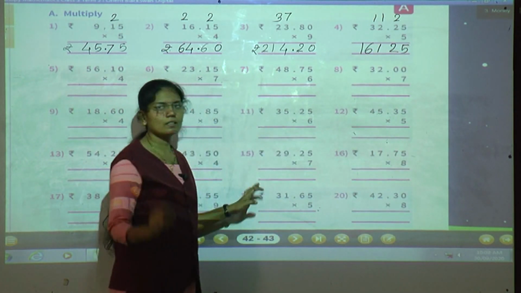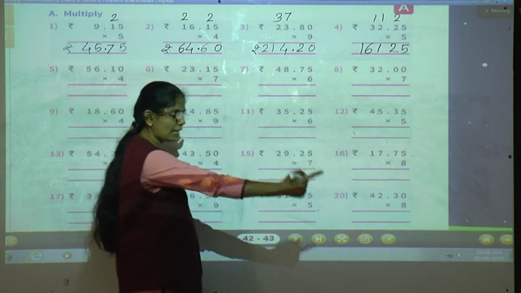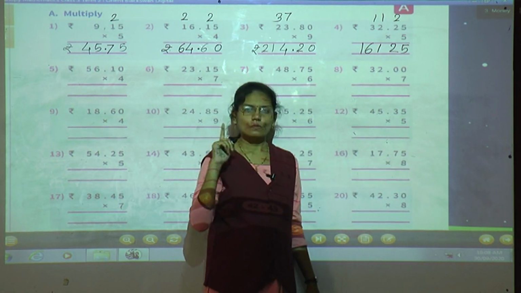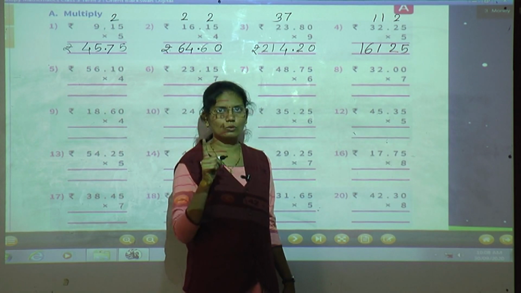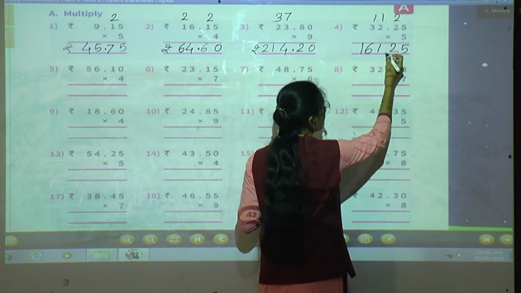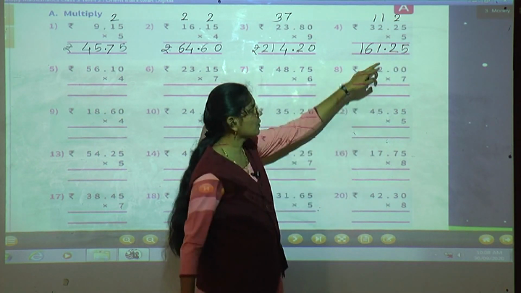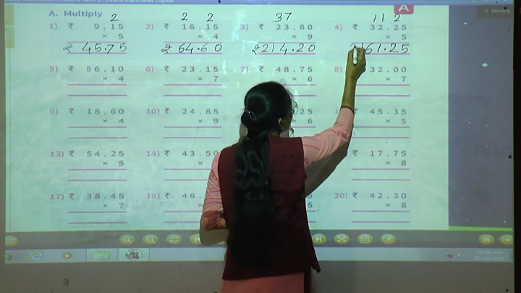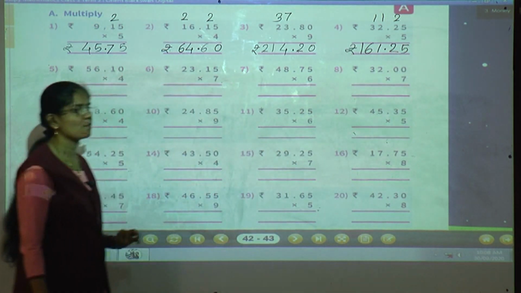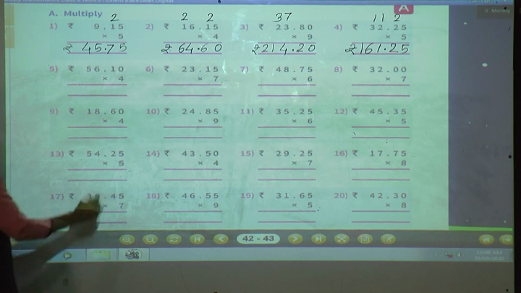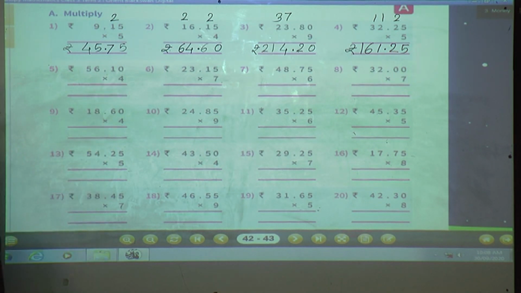Now it's time to give a dot. Where will you give the dot? From the right side, before the second digit. So here from the right side, this is the second digit. So before the second digit, that means before 2, we have to give a dot. So what is the answer? Rupees 161.25. Okay, clear? Understood? Okay. Now see this fifth example. Rupees 56.10 into 4.